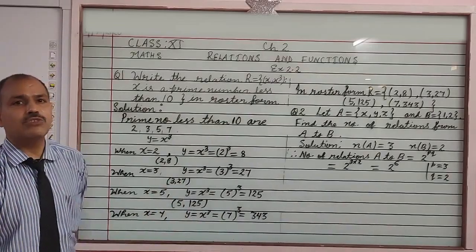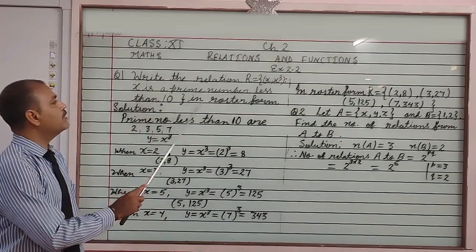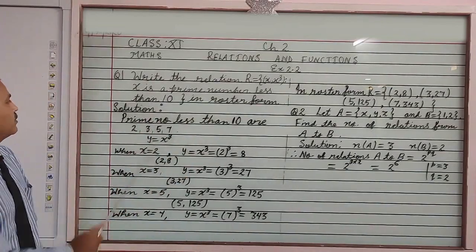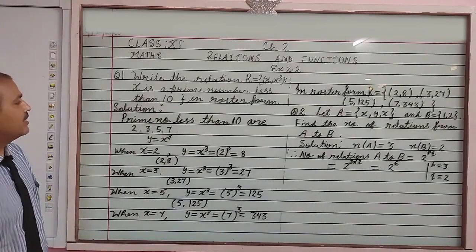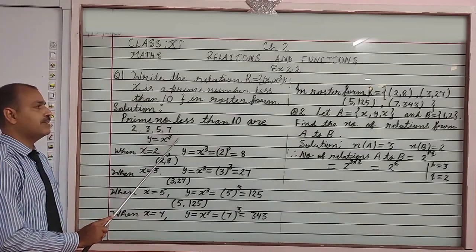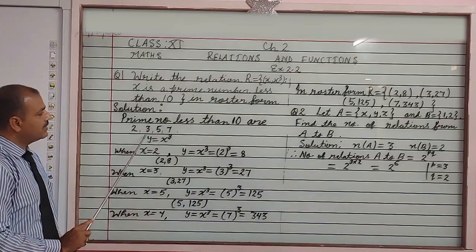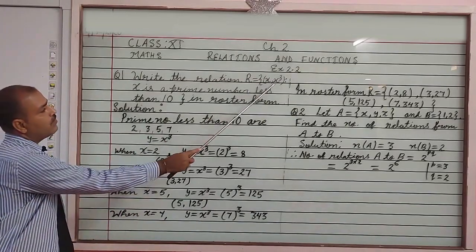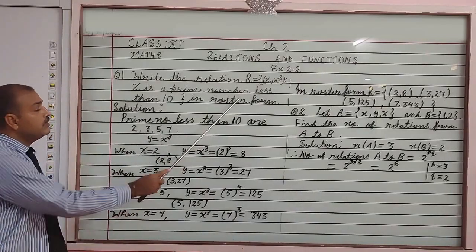The relation is (x, x cube). Now the condition required: x is a prime number less than 10. Solution. We all know that the prime numbers less than 10 are 2, 3, 5, 7. Here y is equal to x cube.